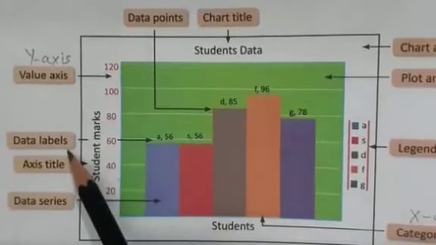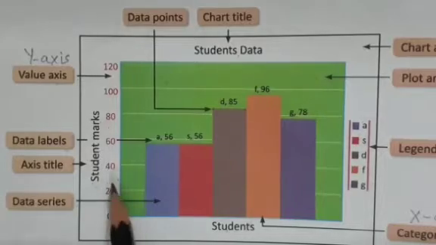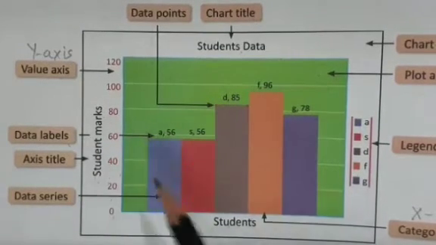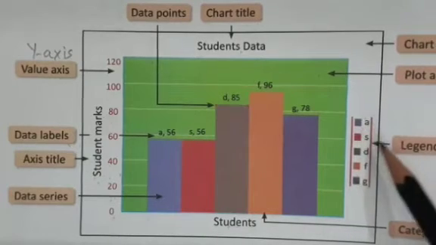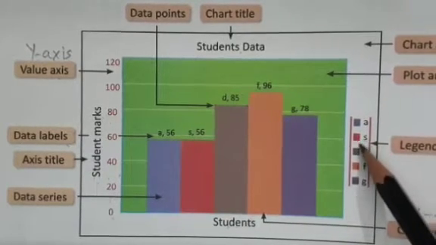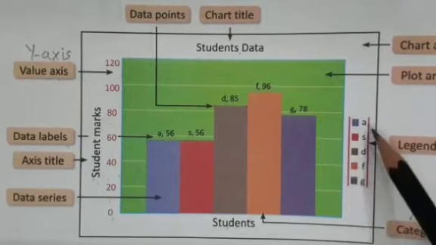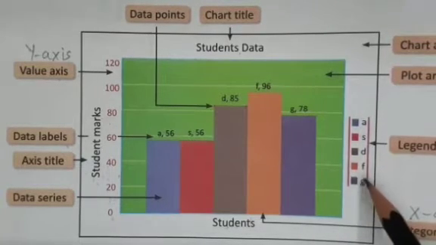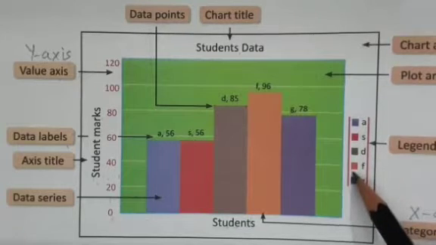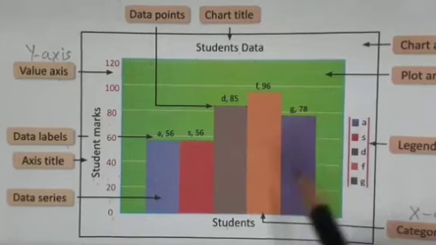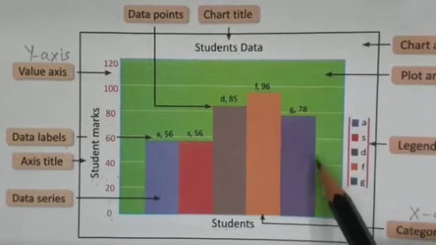Data labels. Data labels are used for identifying details of data points. Legend. Legend displays the plotted data series with the predefined symbols and the name of the series. It also assigns a unique color to each series to differentiate it from the other data series.